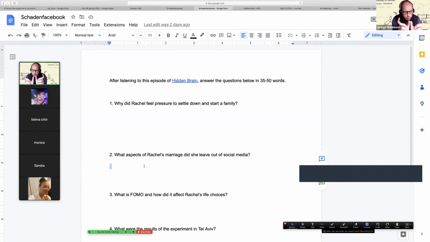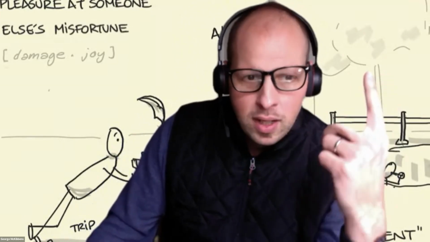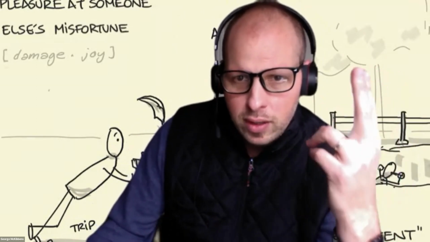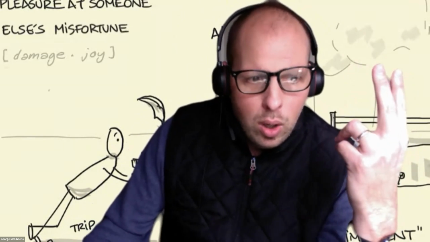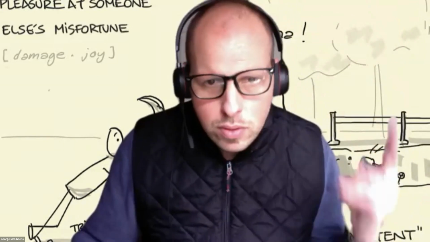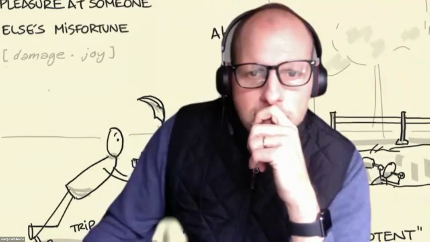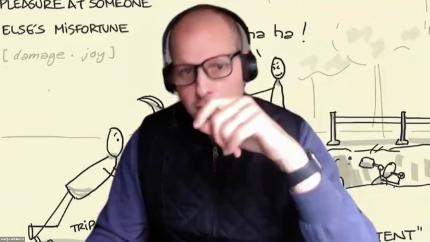I'm going to put you into breakout rooms and I want you to practice giving full detailed answers that you would eventually put into writing here. So the first breakout room will be question number 1, second breakout room, question number 2. If you see 1, that's question 1: why did Rachel feel pressure to settle down and start a family? If you're in breakout room 2, what aspects of her life did she leave out of social media? Okay, here we go. 2 breakout rooms. And you could join your breakout rooms now.